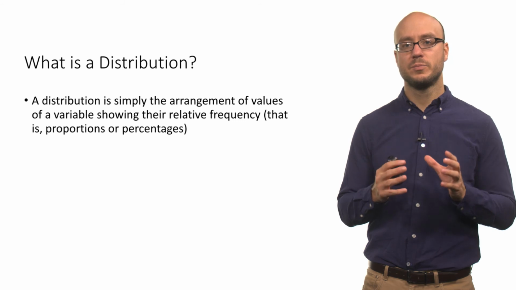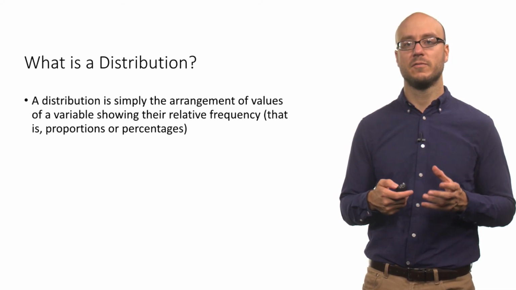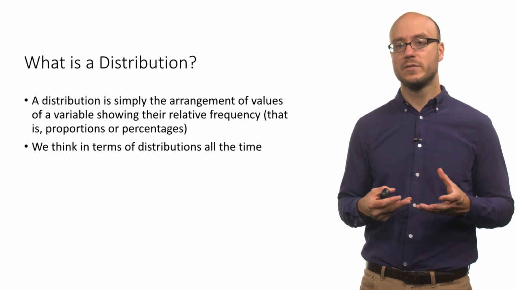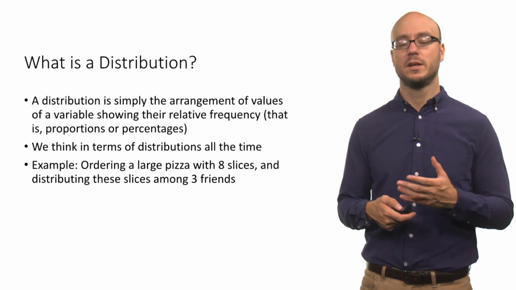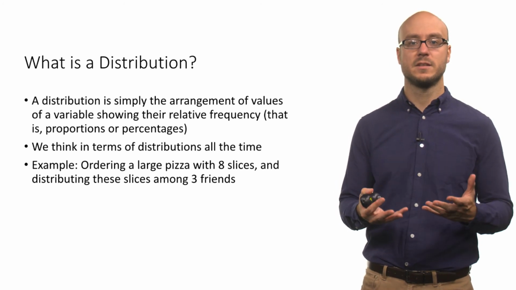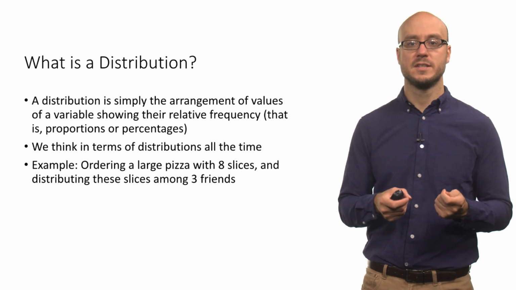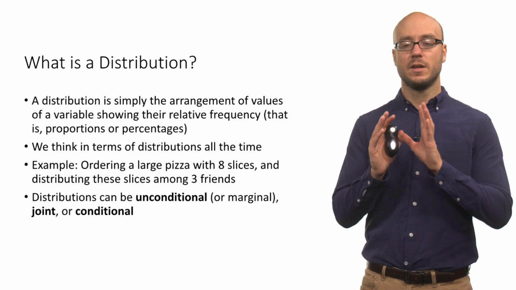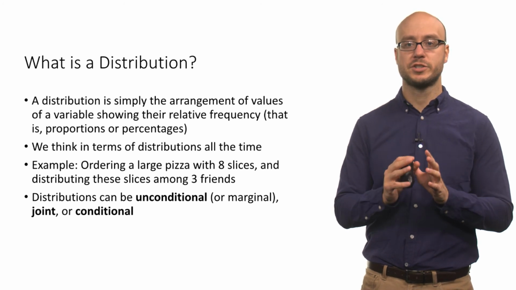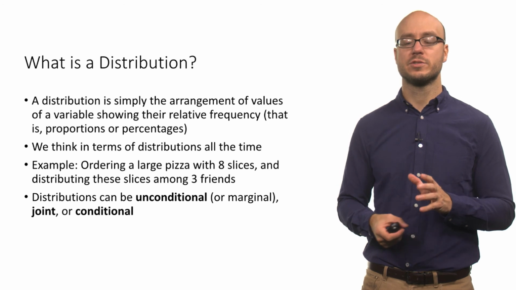When we talk about this relationship, it's also useful to talk about distributions. A distribution is simply the arrangement of values of a variable showing their relative frequency, meaning the proportions or percentages. We think of distributions all the time. Suppose you order a large pizza with 8 slices and you have to distribute these slices among your 3 friends. When you make this kind of distribution, you can talk about a distribution that is unconditional or marginal, joint, or conditional. So when we look at contingency tables, it's useful to reference the idea of an unconditional, joint, or conditional distribution.